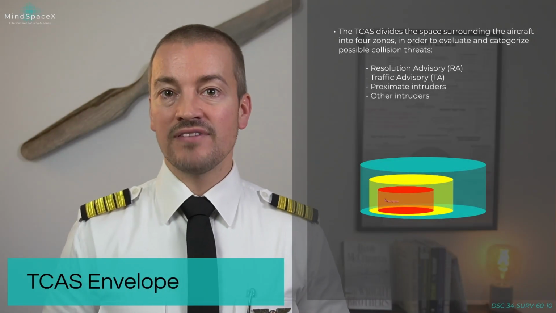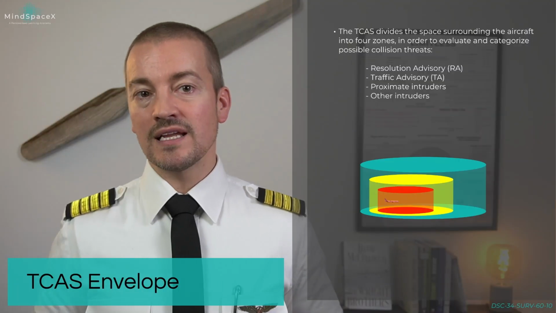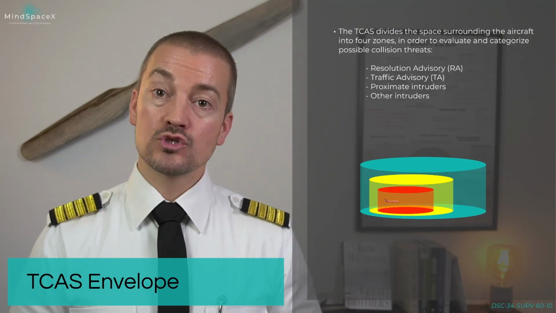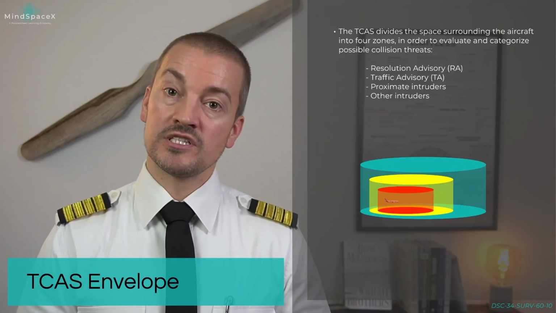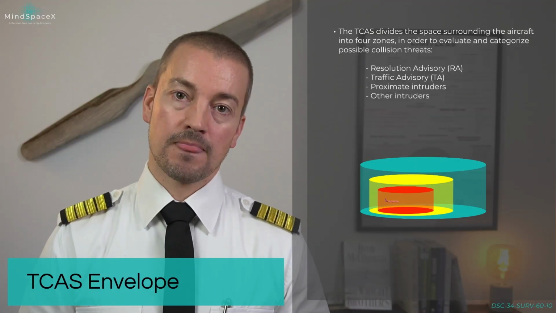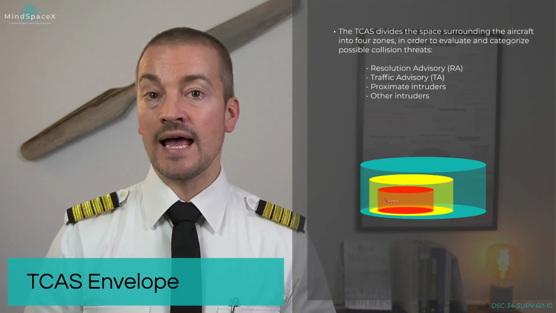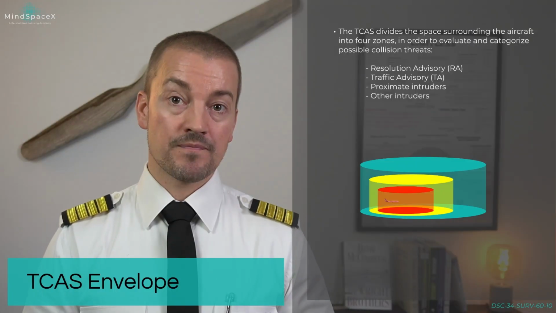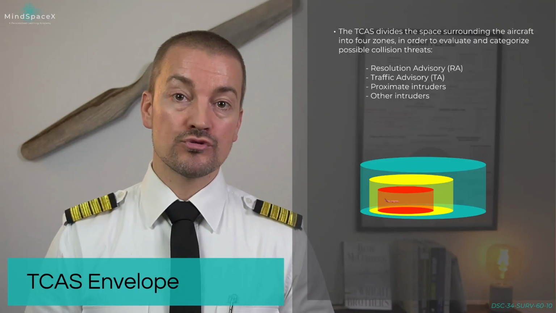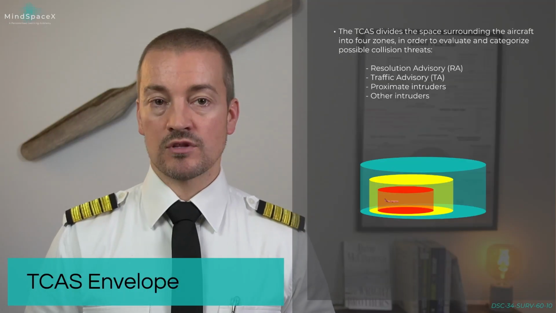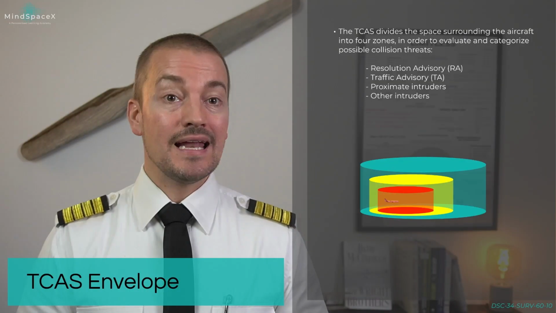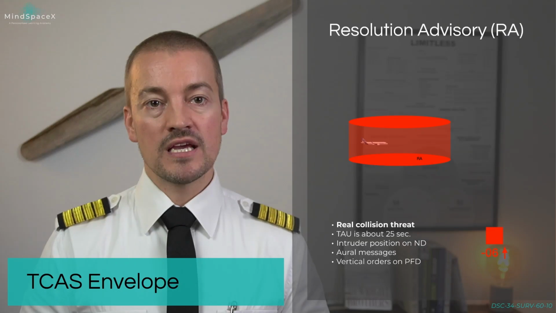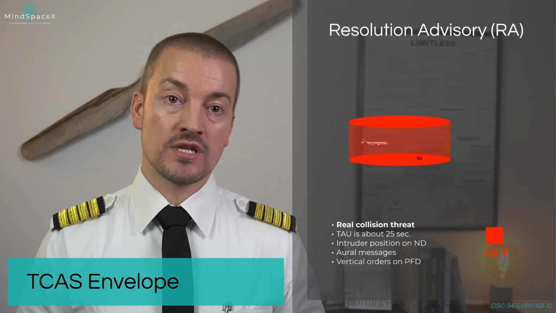The TCAS divides the space surrounding the aircraft into 4 zones in order to evaluate and categorize potential collision threats. These 4 zones are known as Resolution Advisories (RA), Traffic Advisory (TA), Proximate Intruders, and then Other Intruders outside the envelope. Let's start inside. The Resolution Advisory is for the area closest to the aircraft.